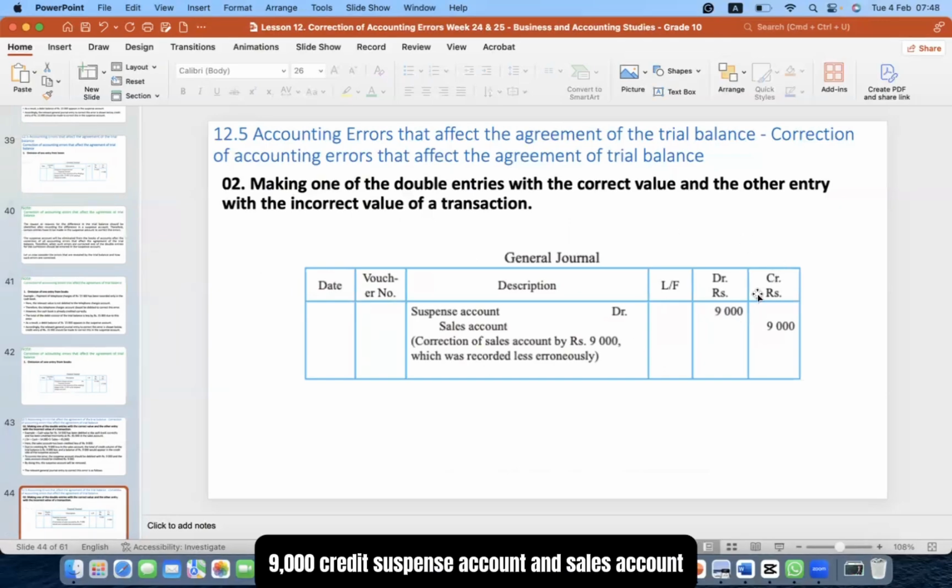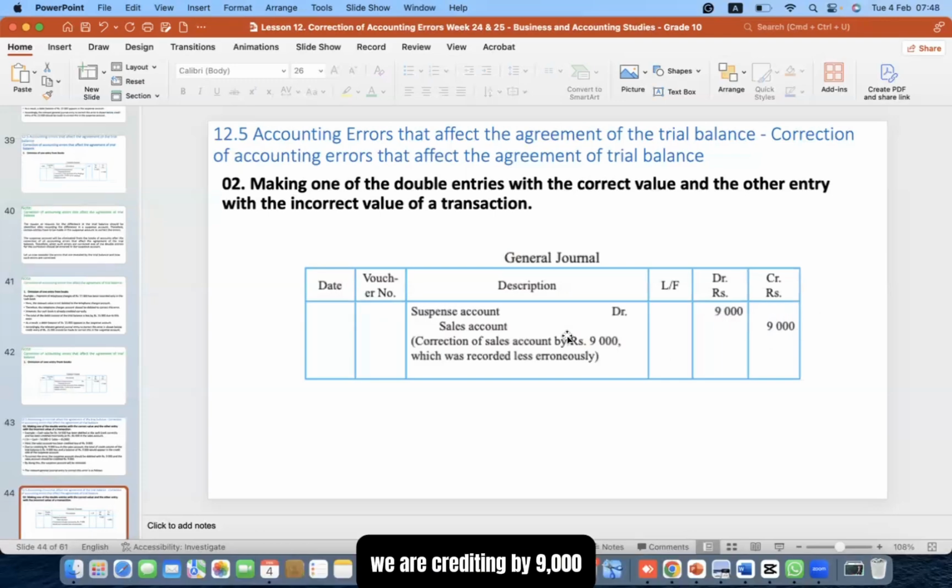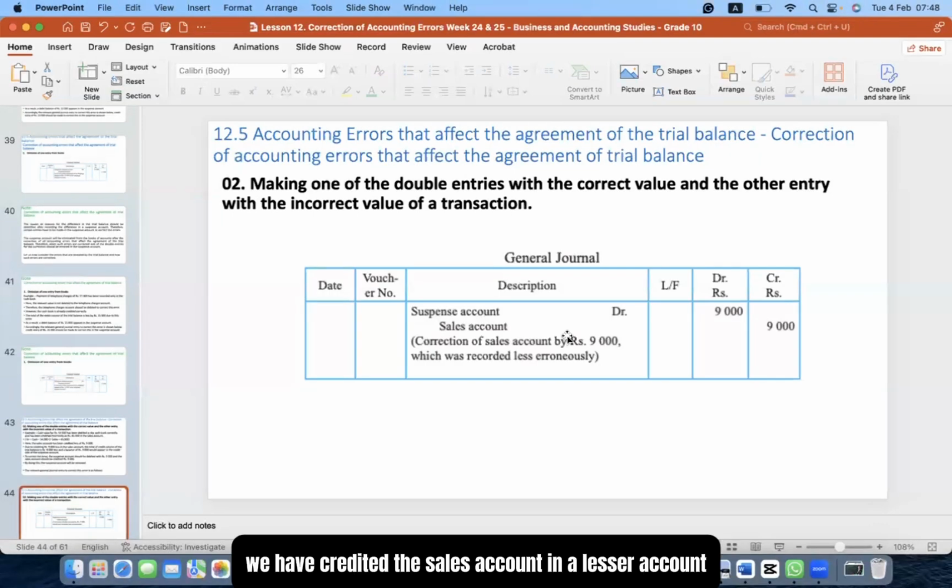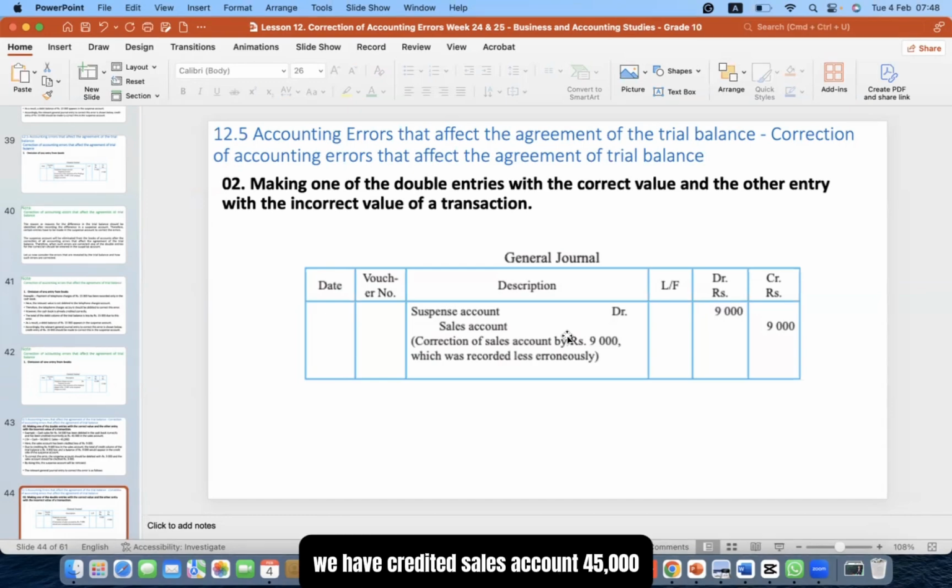We debit the suspense account, and we are crediting the sales account by 9,000, because we had credited the sales account with a lesser amount. We credited the sales account 45,000, but the correct amount should be 54,000. To correct that, we are passing that credit entry to the sales account.